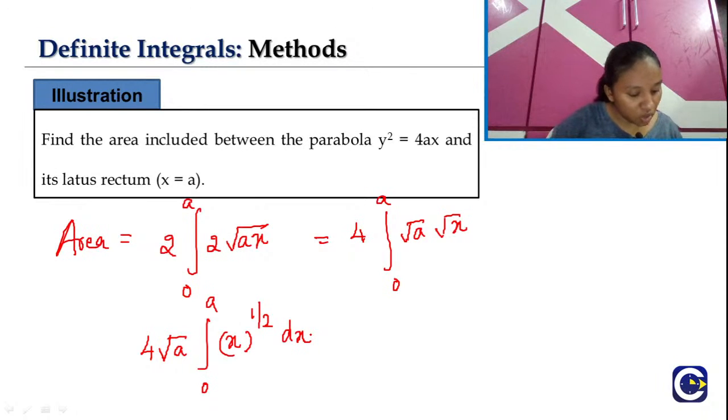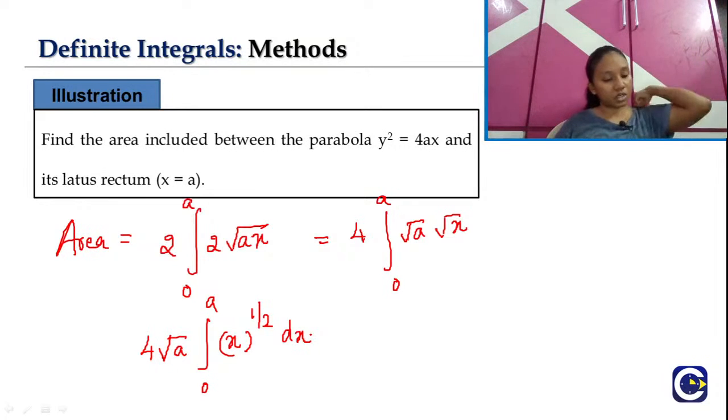So I already got 3 answers. Arun, Lakshmi as well as Sivaranjani have given the answer, 8a square by 3. Okay.